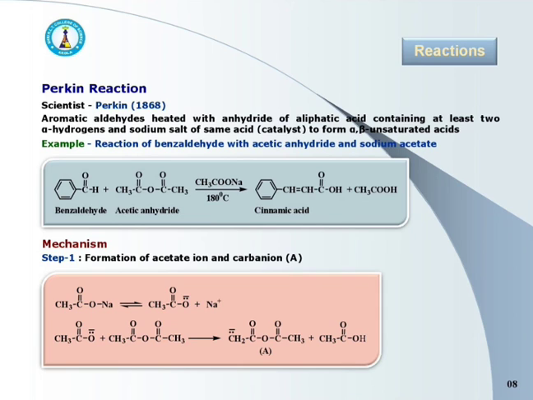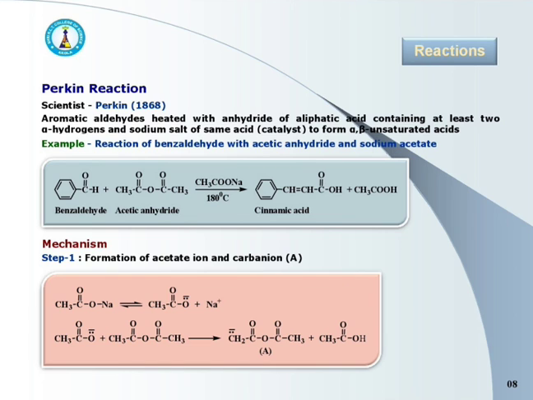Next name reaction is the Perkin reaction. Aromatic aldehydes, when heated with anhydride of an aliphatic acid containing at least 2 alpha hydrogens and the sodium salt of the same acid, which acts as a catalyst, undergo condensation to form alpha beta unsaturated acids.